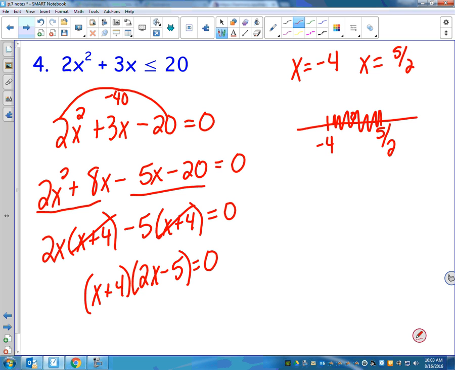Some people always say, well, how do you know whether it's a bracket or parentheses? Right here. Because that has a line underneath it, tells me that those are included, because that would be a solid line, not a dashed line. So my answer would be negative 4 to 5 halves. And it's parentheses.